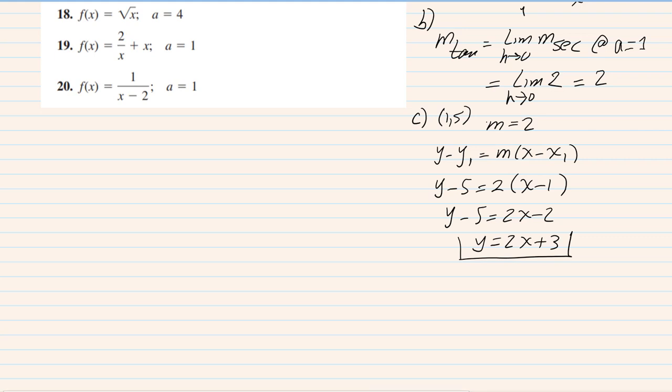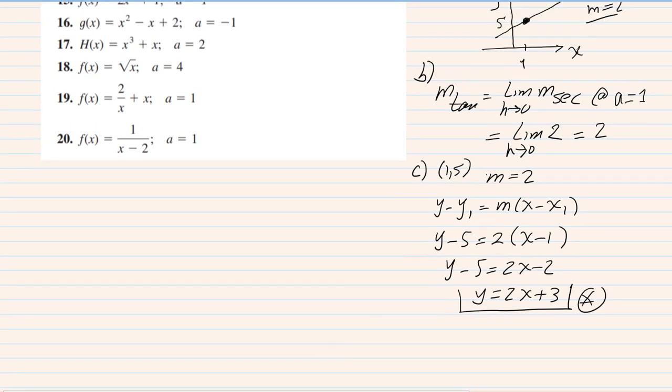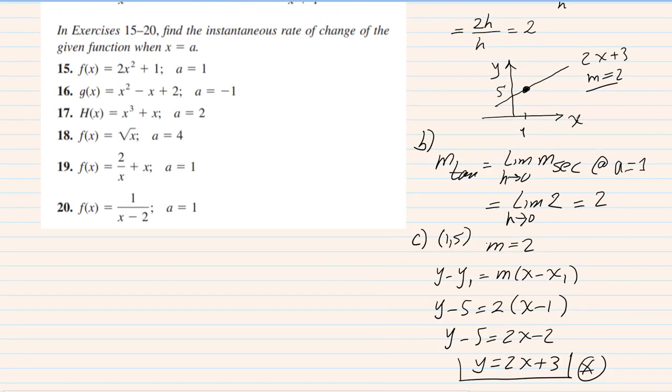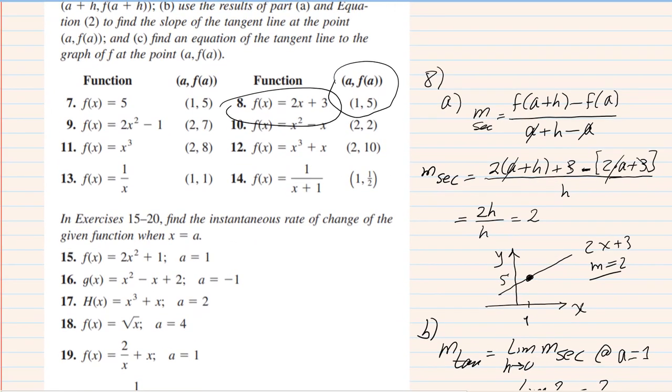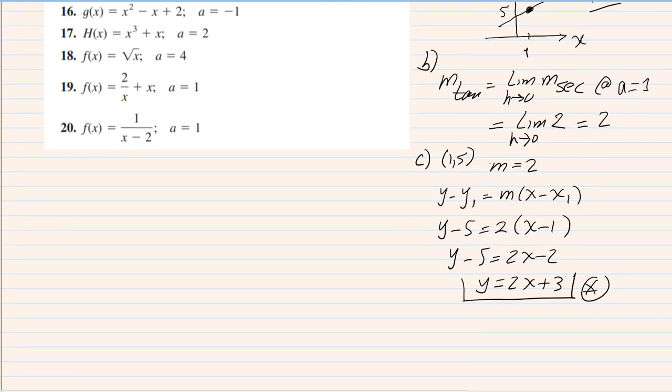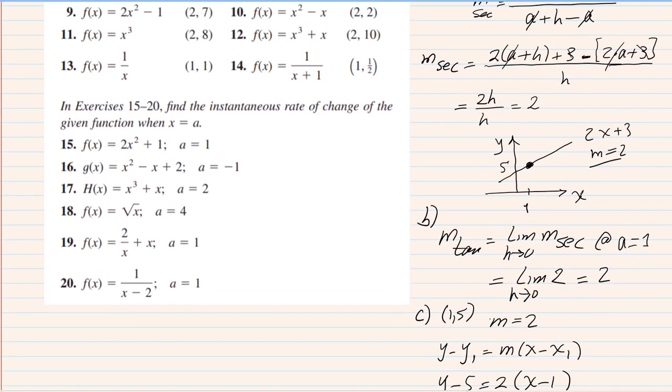Now, interesting. Check this equation and check out the problem itself. You see that? That's exactly the same, isn't it? We just found the tangent line to be exactly the line itself. This happens for linear functions. Okay. Now, let's do something where this doesn't happen.